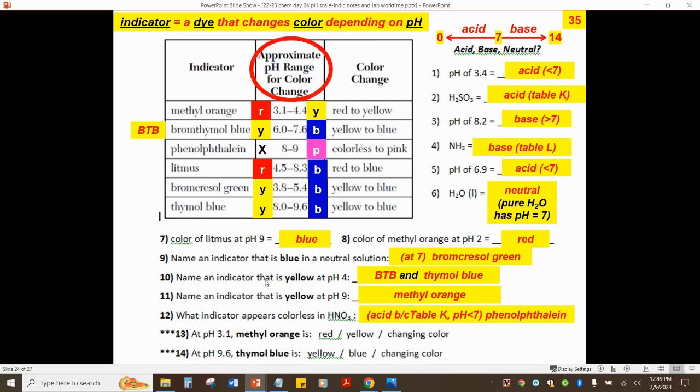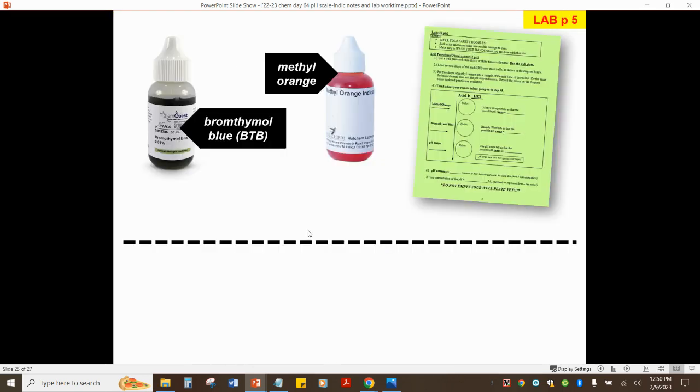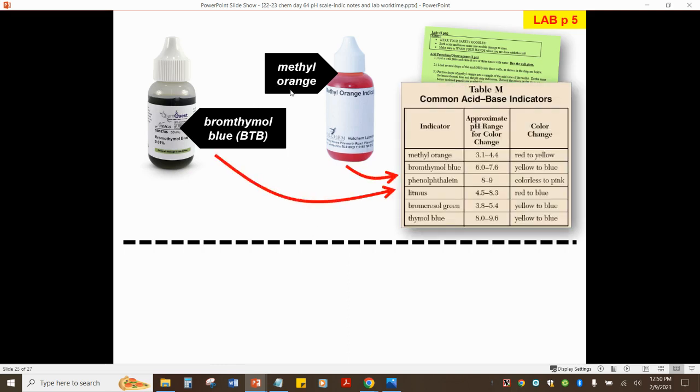Questions 13 and 14 are just meant to remind you that if you get a pH number that is exact, that is in these middle ranges that are printed in table M, the best you can say is, well, it's going to be changing color. Because remember, some of these pH indicators have an in-between color. Some of them just snap from one to another. Like bromthymol blue does turn green at some of those pHs in between. Methyl orange is either cherry red or a yellowish orange color, and that's it. It just snaps from one to the other. Okay, so methyl orange, bromthymol blue, and a lot of other indicators, you have to use table M to interpret them and figure out their pH value.